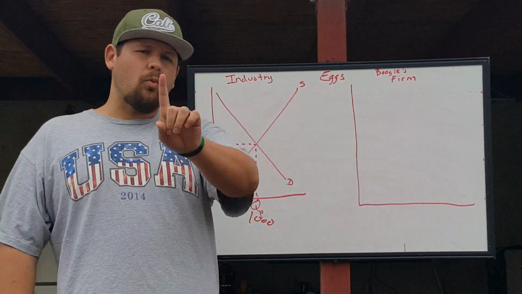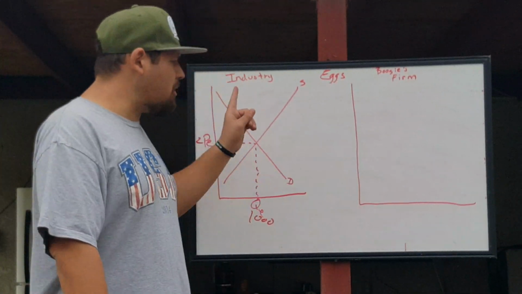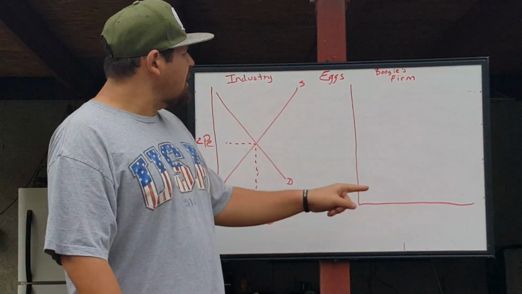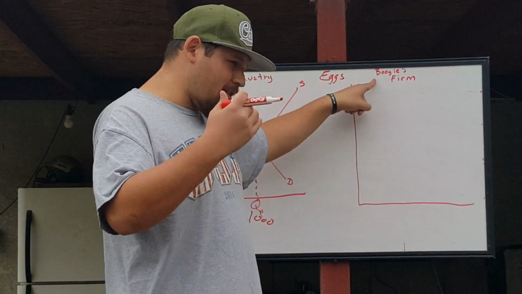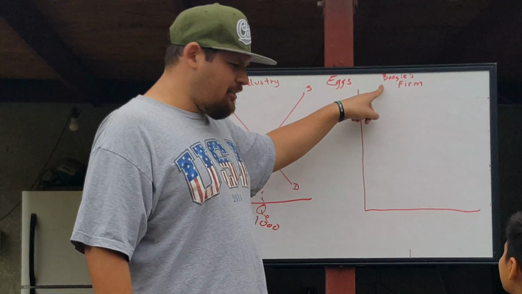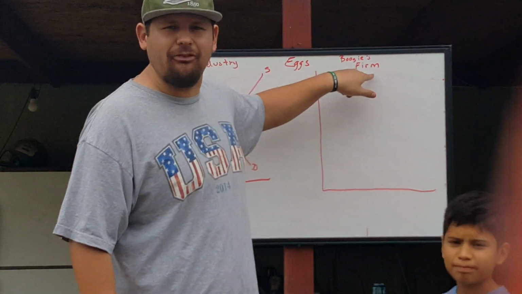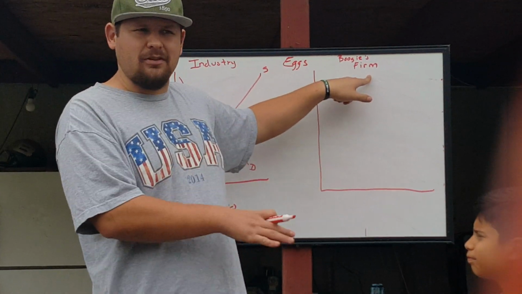Now, there's not one single producer. This is the overall industry. So let's come over here, and we got this guy named Boogie. Boogie, get over here. Boogie, what are you selling, sir? I'm selling eggs. You're selling eggs. All right, so this is Boogie's individual firm. He is the egg producer, right?